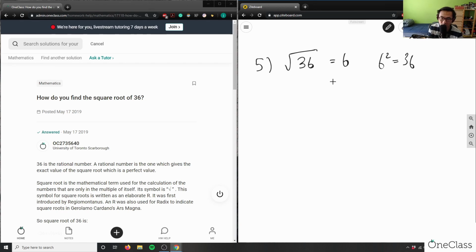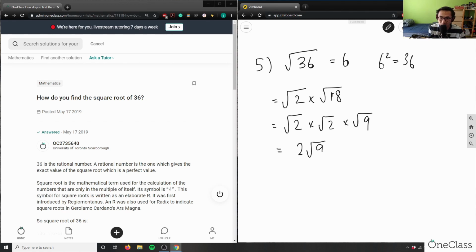I can simply break this down. I can divide it by 2. So this would be root 2 times root 36 divided by 2, which is 18. I can do it another time and simply get 2 times, I'm going to divide it again. I have root 2 divided by root 2. 18 divided by 2 gives me 9, root 9. And then I have root 2 times root 2, which simply equals 2 times root 9 here.